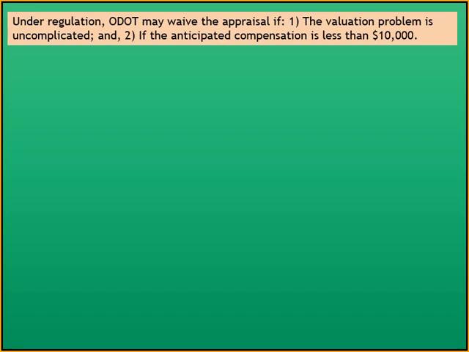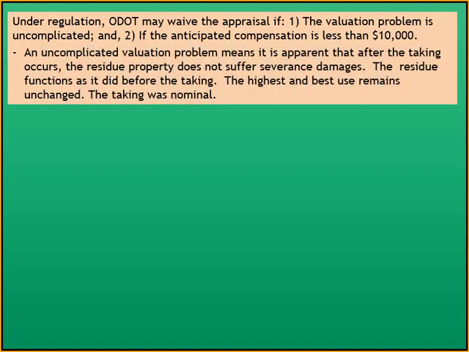Under regulation, ODOT may waive the appraisal under two conditions. First is the valuation problem is uncomplicated, and the second is the anticipated compensation has to be less than $10,000. An uncomplicated valuation problem means that it's apparent that after the taking occurs, the residue property does not suffer severance damages. The residue functions as it did before the taking. The highest and best use remains unchanged.